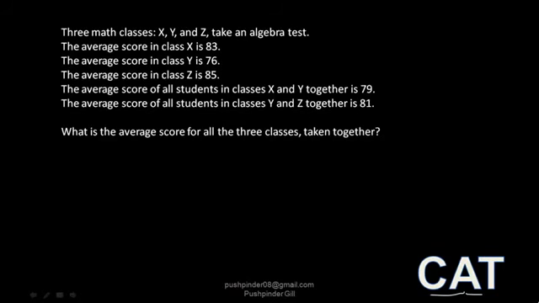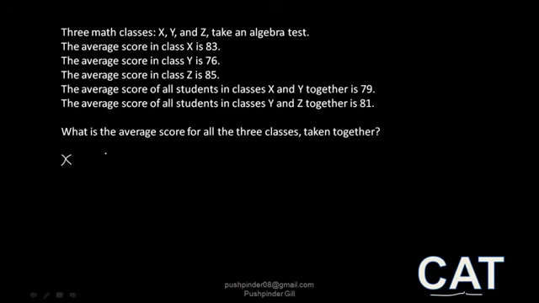Now there are 3 maths classes, X, Y and Z. They take an algebra test. The average score of X is this, average score of Y is this, average score of Z is this. Average score of X and Y is this, average score of Y and Z is this. What is the average score of all 3 classes? That means I just need the ratio of students in the 3 classes, then I'll be able to get the average score of all the 3 classes.